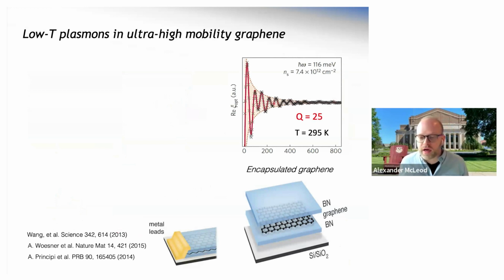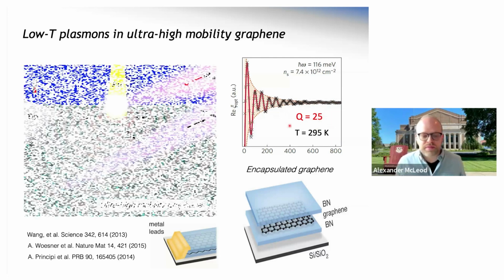And what's shown right here is a lovely fringe pattern at the edge of graphene, the intensity of the light field as a function of position of a nanoprobe relative to the edge of the graphene. And you can see that there are a lot of fringes here, which measures the lifetime of the plasmon or the quality factor of the plasmon, which can be pretty high for these clean graphene layers.